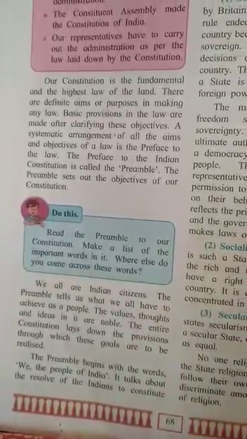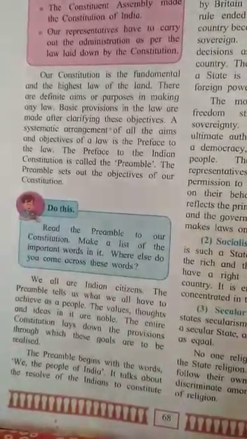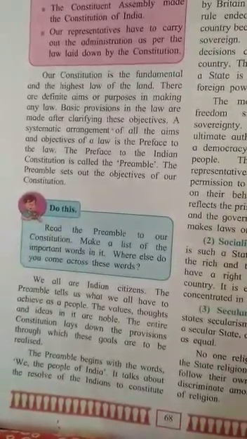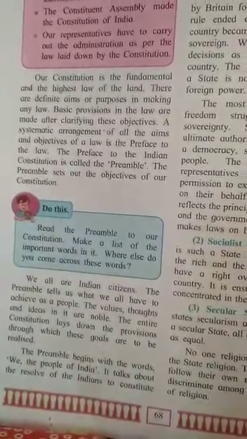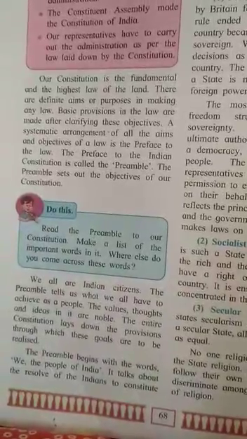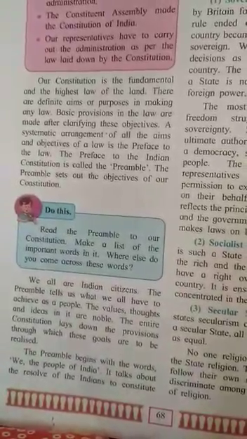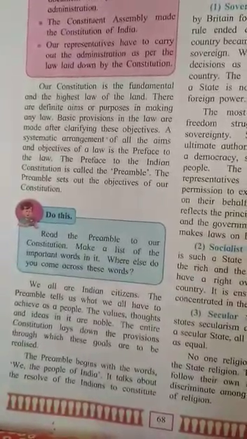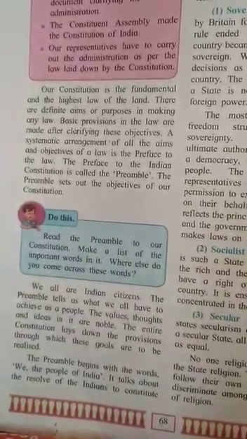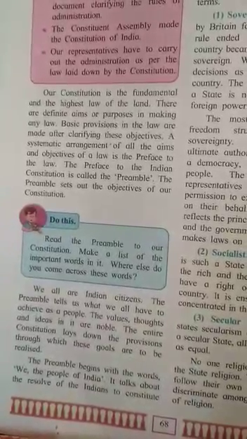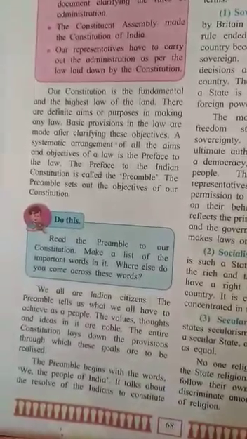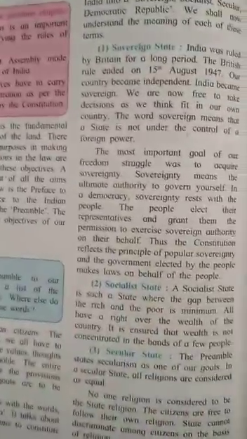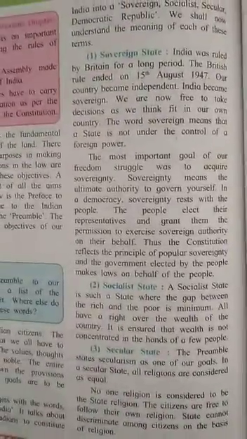The preamble begins with the words "We, the people of India." It tells us what we all have to achieve as a people. It talks about the resolve of the Indians to constitute India into a sovereign, socialist, secular, democratic republic. Let's understand the meanings of each of these terms.